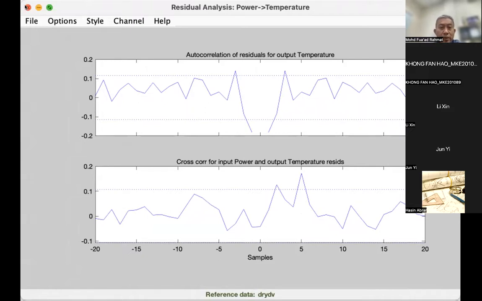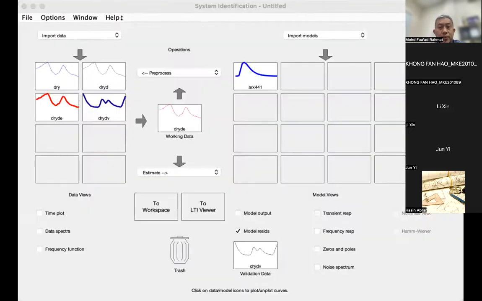So how about the residuals? How about the other validation methods? If we double click again at this, you scroll, and you can see that the FPE, final prediction error, is almost zero.